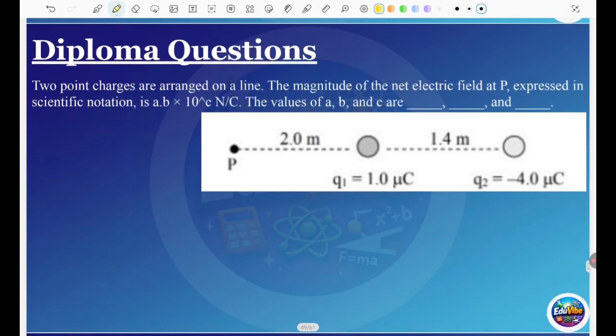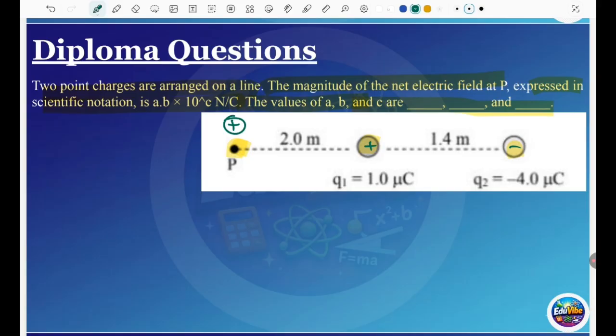Next one. In this, two point charges are arranged on a line, and there is a point P. Find the net electric field at P, expressed in scientific notation. So we have to find the net electric field, which is E1 and E2, and we have to add them. Firstly, we have to find E1. That's the simple thing: this one is positive, and this one is negative. We do not depend on that; we just find E1 and E2, then add them to find the net electric field at P.